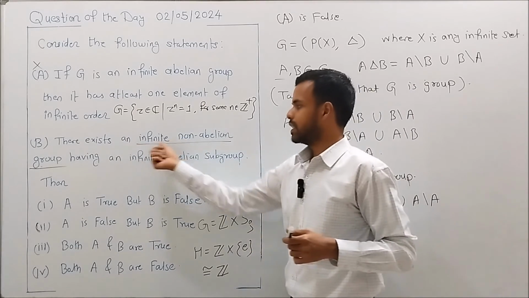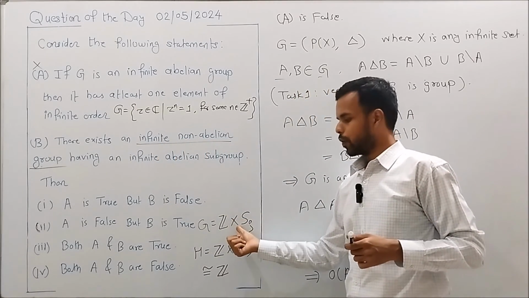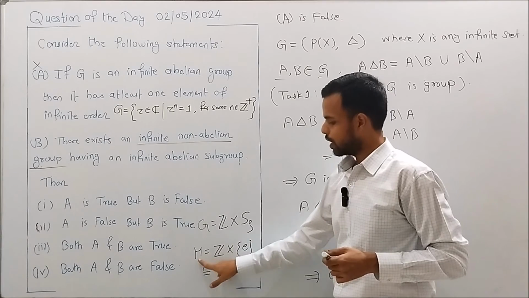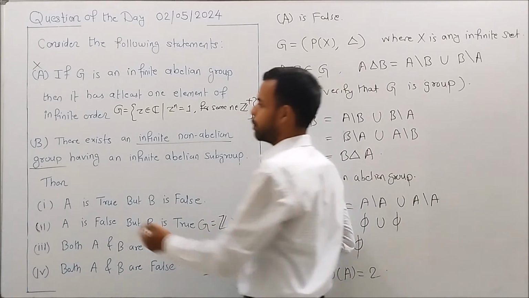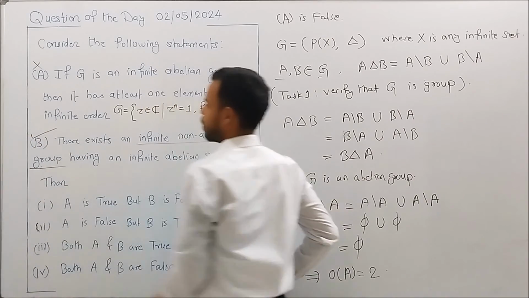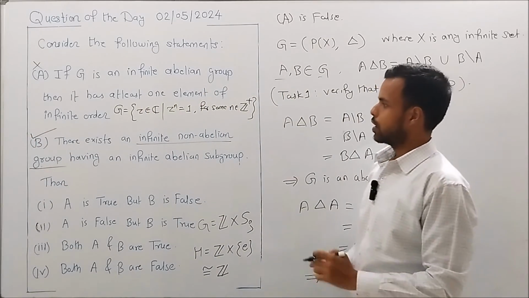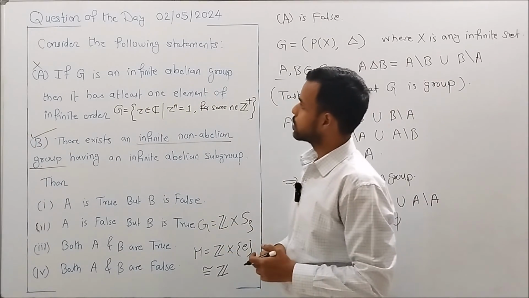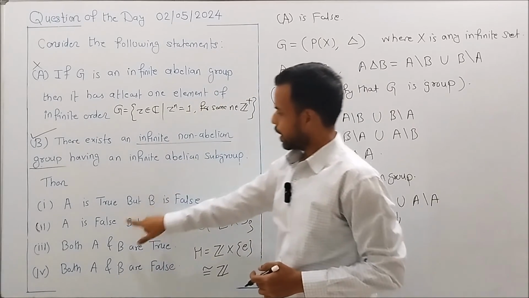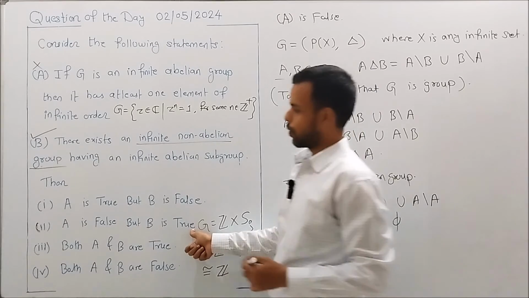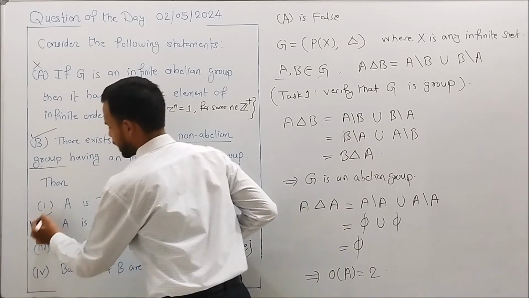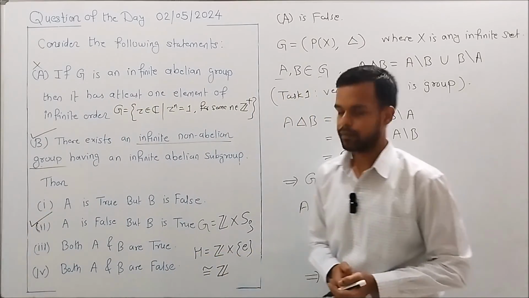So there exists an infinite non-abelian group which has an infinite abelian subgroup. So the statement B is a true statement. So the correct option is: statement A is false and statement B is true. So option 2 is correct.